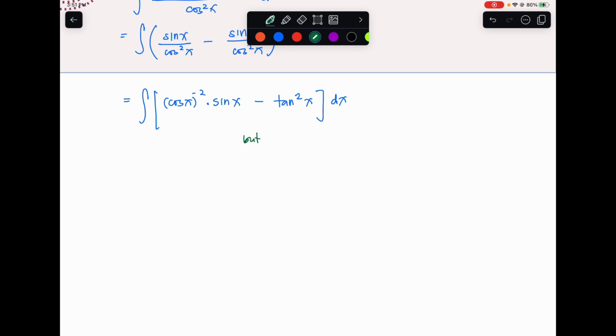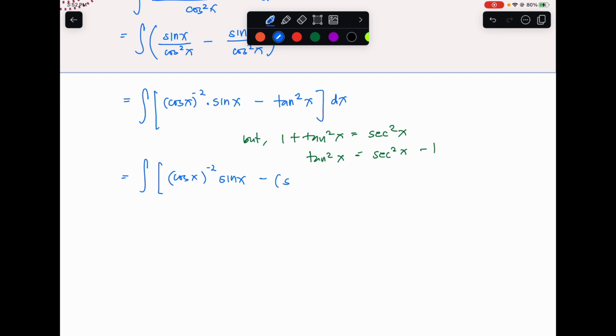But again, we have 1 plus tangent squared x is the same as secant squared x. Therefore, tangent squared x is equal to secant squared x minus 1. And that is what we will be doing here. So we have cosine x raised to negative 2 times sine x, then minus, multiplied with secant squared x minus 1 dx.